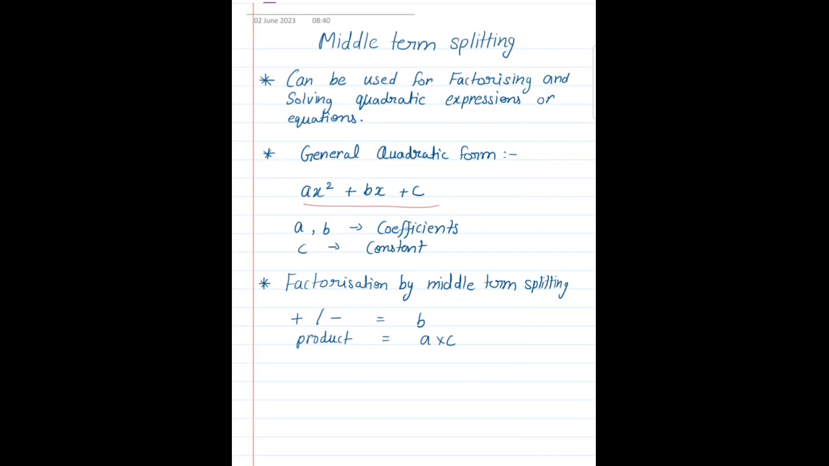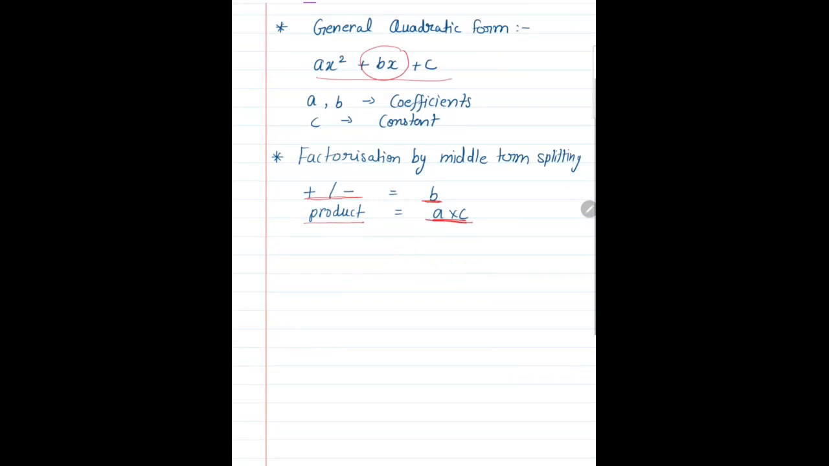To factorize by middle term splitting, you need to break this middle term in such a way that whatever numbers you are choosing to split it, their sum or difference should be equal to b, and the product of those numbers should be equal to a times c. Let's quickly move to an example to show how middle term splitting is done.